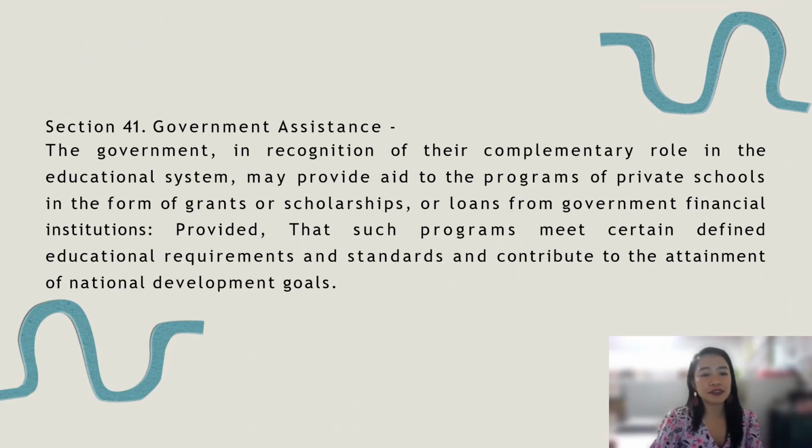Okay, so now let's go to Section 41, Government Assistance. The government, in recognition of their complementary role in the educational system, may provide aid to the programs of private schools in the form of grants or scholarships or loans from government financial institutions, provided that such programs meet certain defined educational requirements and standards and contribute to the attainment of national development goals. So it is also the duties and responsibilities of the government to provide grants or scholarships or loans to the teachers and the learners.